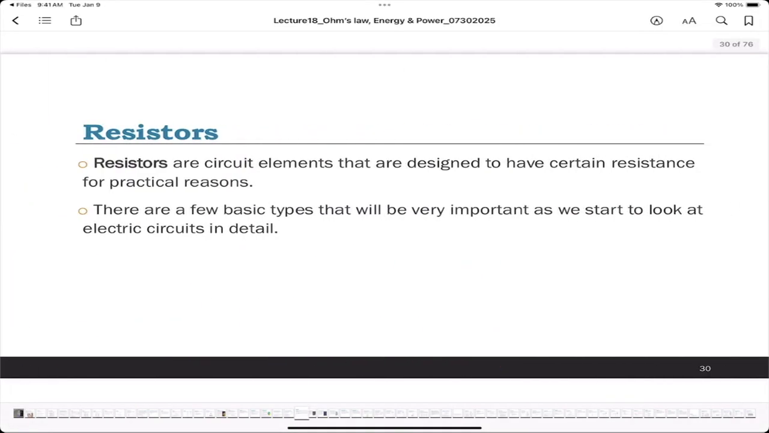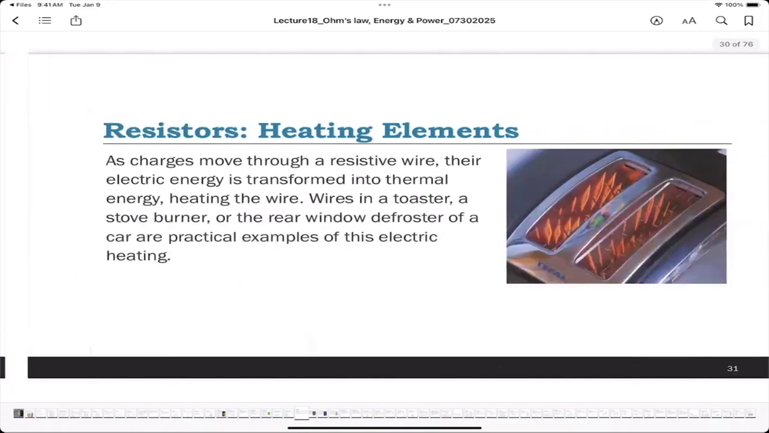Okay, let's continue to talk about resistors. Resistors are circuit elements that are designed to have certain resistance for practical reasons. There are a few basic types that will be very important as we start to look at electric circuits in detail. Let's review that.